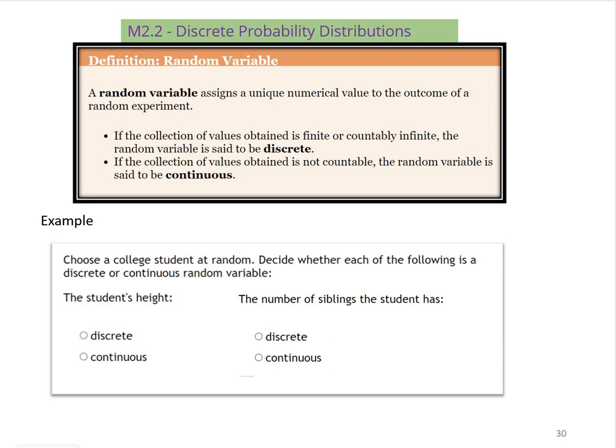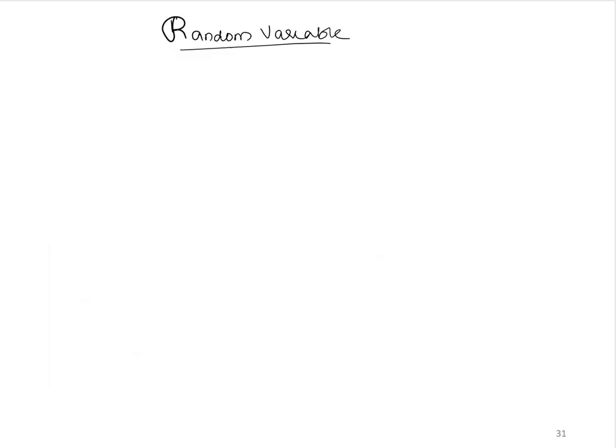Today we are going to discuss the discrete probability distributions. So that's our today's section. For that we need to know what a random variable is, what the probability of that is, and what a probability distribution is. Okay, let us discuss these things.